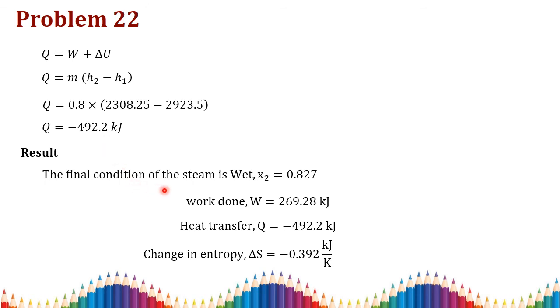As a result, the final condition of the steam at the second state is wet. The X2 value will be 0.827, the total or net work done is 269.28 kilojoule, the heat transfer Q is equal to minus 492.2 kilojoule, and the change in entropy delta S is equal to minus 0.392 kilojoule per Kelvin. Thank you.